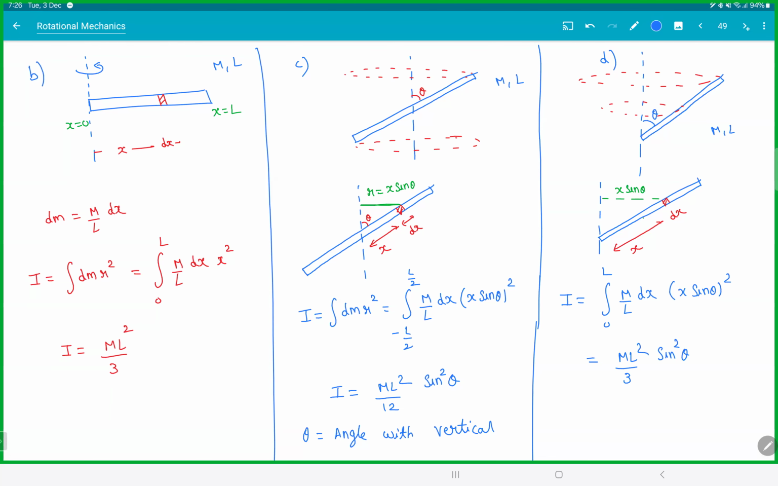Is this clear, everyone? Any doubts on the integration part? So always, no matter what the orientation of the rod is, x is always along the rod. Just because the rod is like this, you don't take x like this. X will always be along the rod. The element will always be dx like this only. What changes is the value of r.